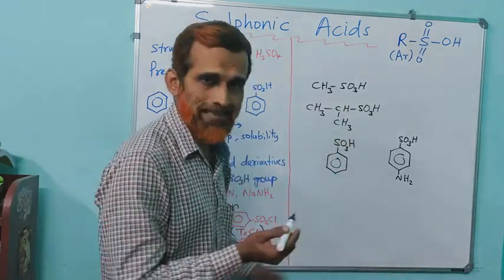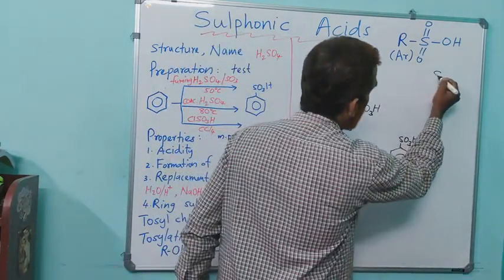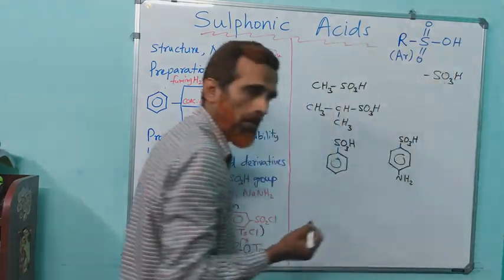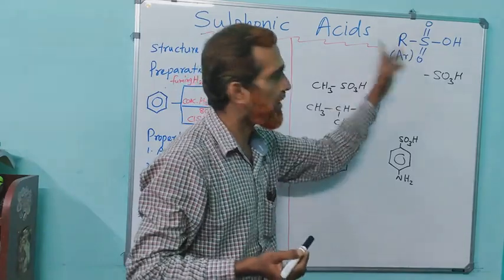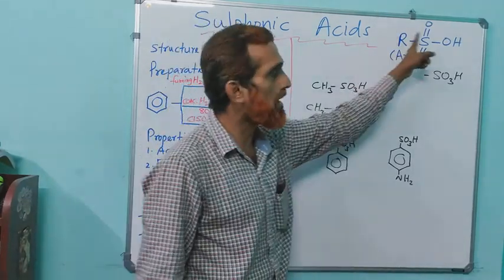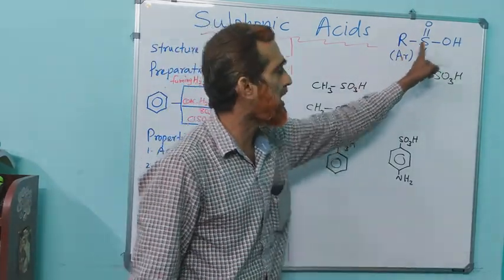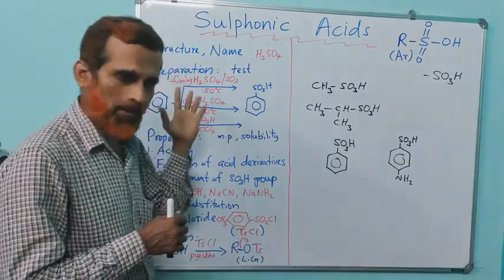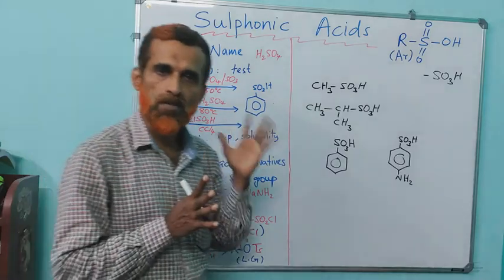It is SO3H. This is the group. It can be connected to an alkyl or aryl group. So it can be alkyl sulfonic acid or aryl sulfonic acid. We'll be discussing the structure, preparation and properties of sulfonic acids.